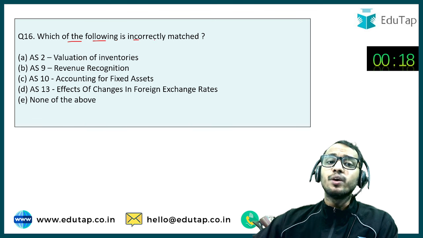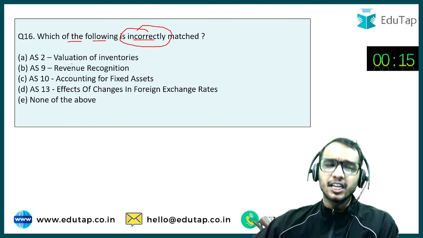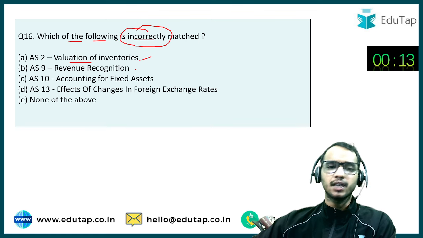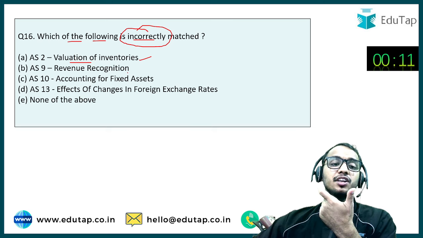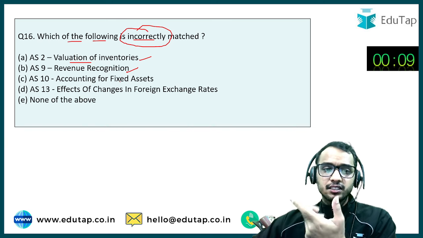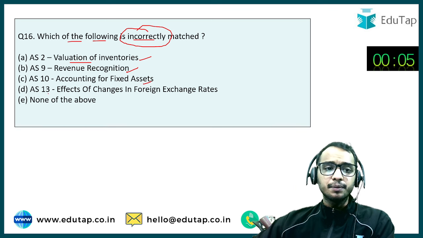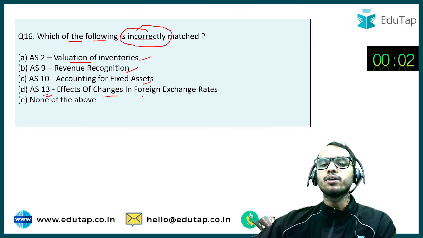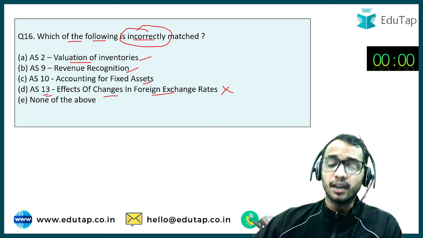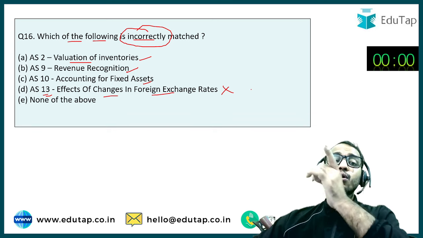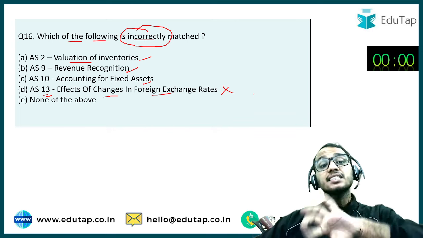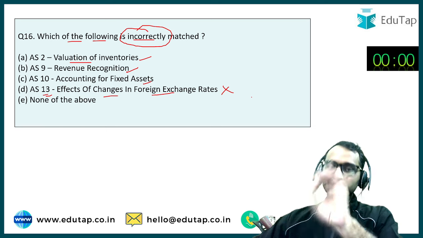Which of the following is incorrectly matched? AS2 valuation of inventories, that is correct. AS9 revenue recognition, that is correct. AS10 accounting for fixed assets, that is also correct, or accounting for PPE, that is correct. AS13 effect of changes in foreign exchange rate, no, this is not correct, because AS13 is for investment. AS11 is there for effect of changes in the foreign exchange rate.